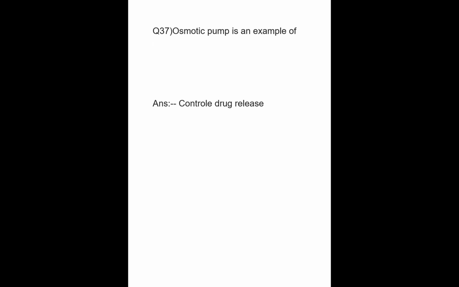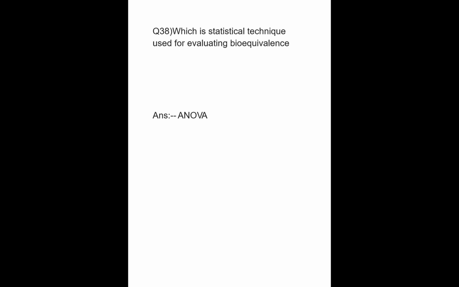Osmotic pump is an example of a controlled drug delivery system. Which is the statistical technique used for evaluating bioequivalence? For this, the correct answer is ANOVA, that is the analysis of variance. It is the statistical technique used for bioequivalence studies. Then interferon alpha is basically used in the treatment of hepatitis C.